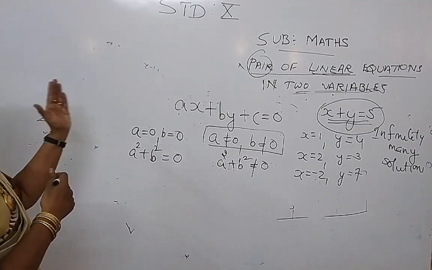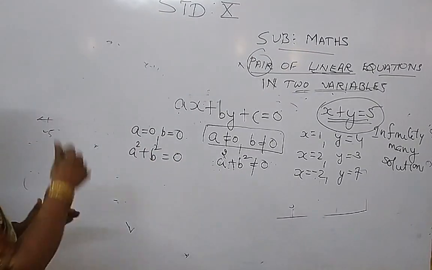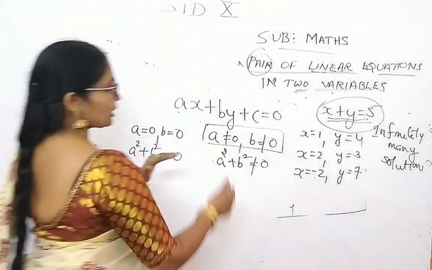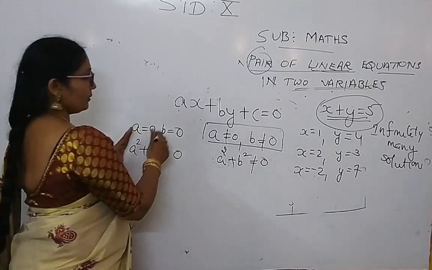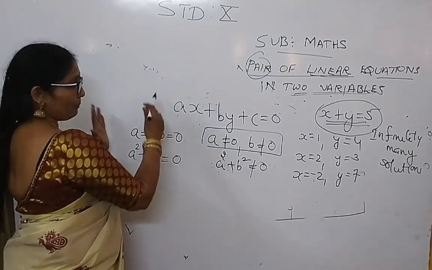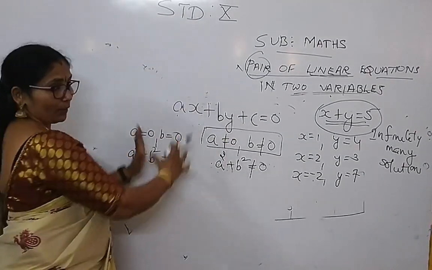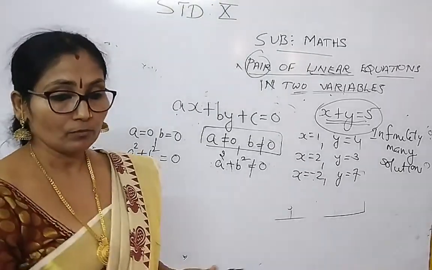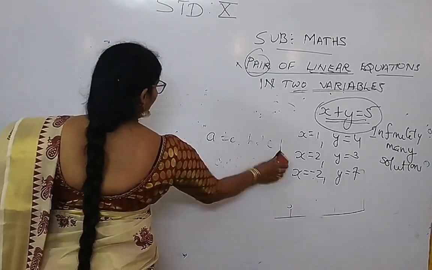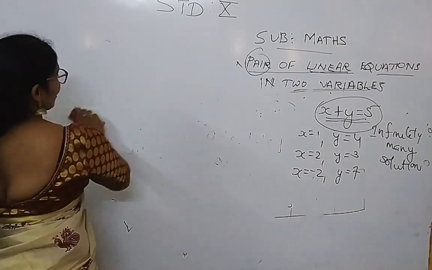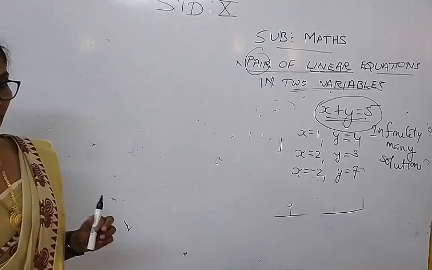Okay. The next step we are going to do is represent this linear equation in two variables on a coordinate plane. That means we are converting this page into a coordinate plane now. Okay. Let us start with the coordinate plane. And the coordinate plane, you know, last year you learned about the Cartesian coordinate system and all.